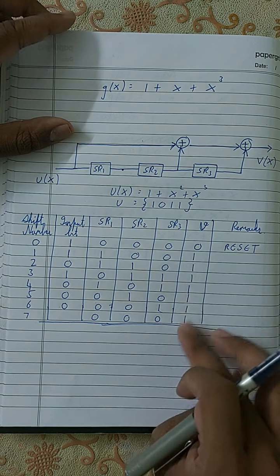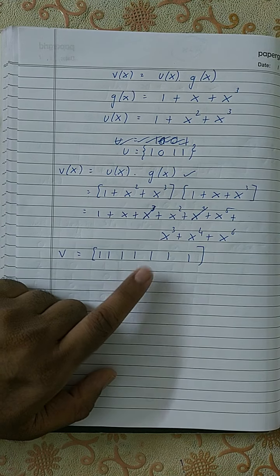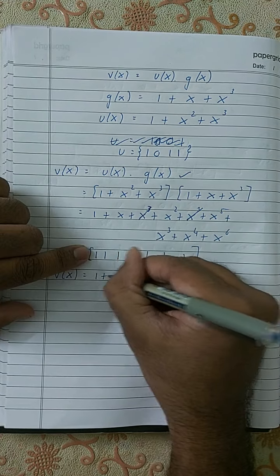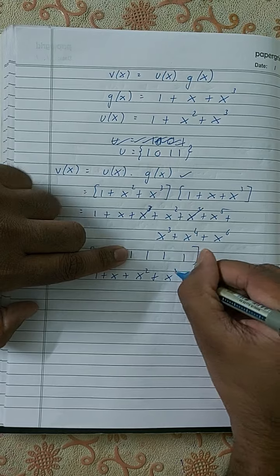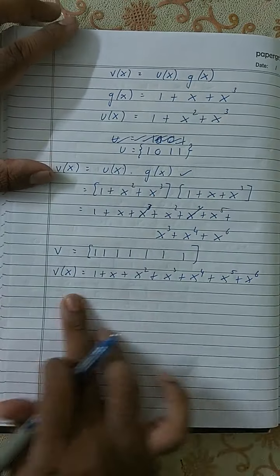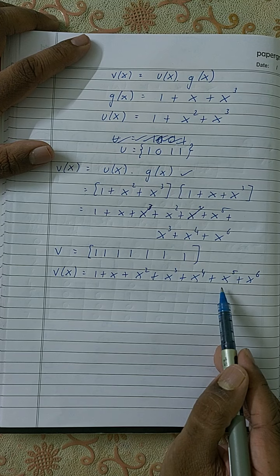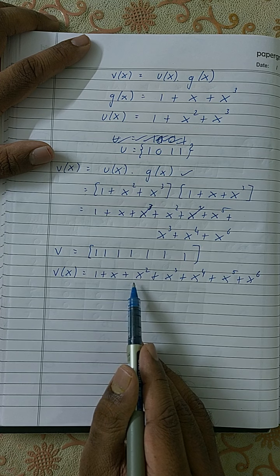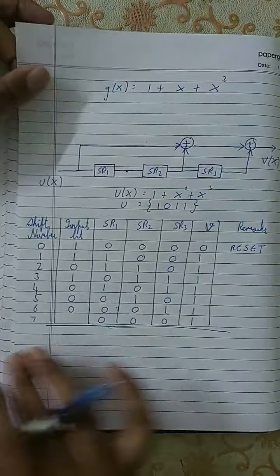Okay, so when you compare this operation with this operation over here, like I said, when you want to express v of x in terms of its polynomial, it is written as 1 plus x square plus x cube plus x raised to 4 plus x raised to 5 plus x raised to 6, right? So the coefficient of x raised to 6 is 1, the coefficient of x raised to 5 is also 1, the coefficient of x raised to 4 is 1, the coefficient of x raised to 3 is 1, the coefficient of x square is 1, the coefficient of x is 1, and the coefficient of x raised to 0 is also 1. So that is what you are seeing over here exactly.